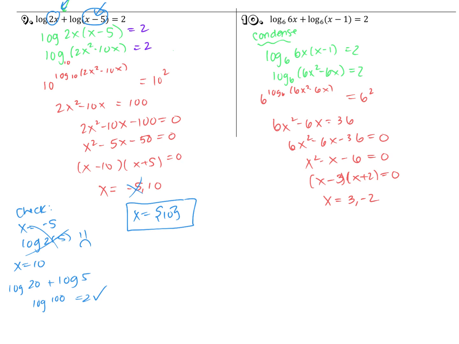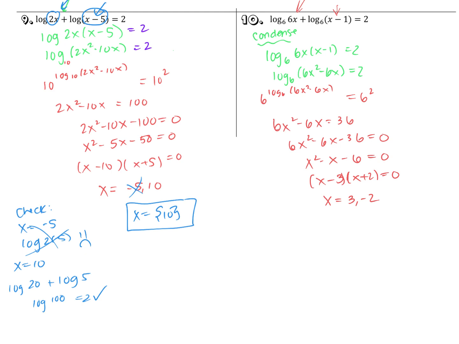All right, so first I condensed, which means I'm going to multiply 6x times x minus 1. That's going to give me 6x squared minus 6. Then we're exponentiating both sides, or changing forms, which gets us to 6x squared minus 6x equals 36. I chose to move 36 over and divide all the terms by 6, so I got to work with much smaller numbers, which made it easier to factor.